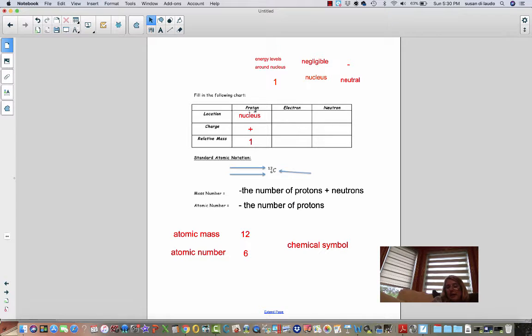And so if we want to compare that to the electron, it is found in those energy levels around the nucleus, like Bohr was talking about. They're the negative charges. We know that from Thomson's experiments. And we know that the electron has very little mass. It doesn't contribute much to the mass of the atom. We say the mass is negligible.